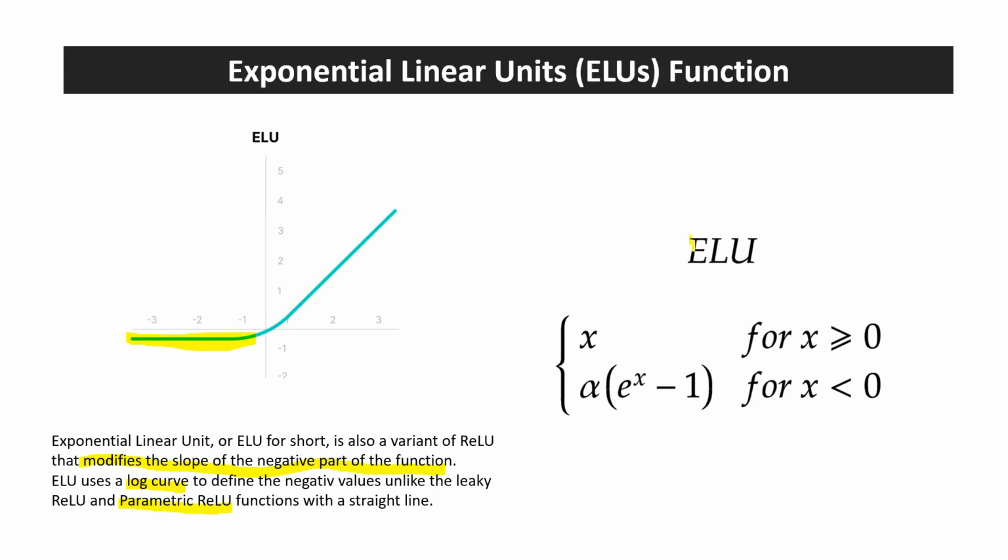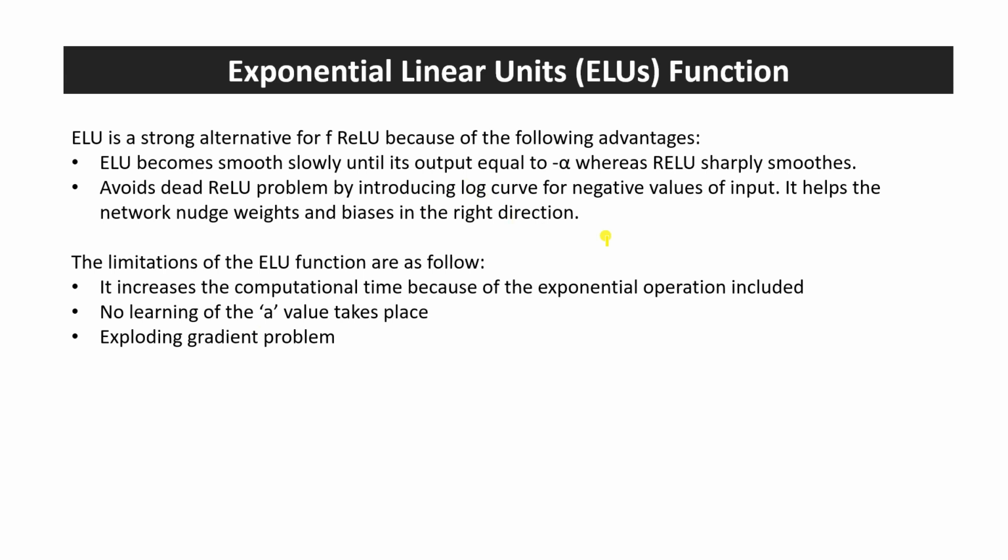So this is the formula of the ELU. You can see here, if the value is greater than 0, it will be x. I mean, the same value is passed through. And if the value is less than 0, we simply calculate it using alpha times exponential of x minus 1, and it also has one parameter called alpha, just like the parametric ReLU activation function. So the ELU has some advantages as well as some limitations.